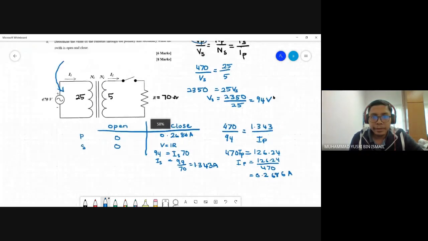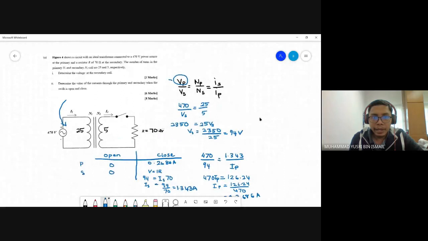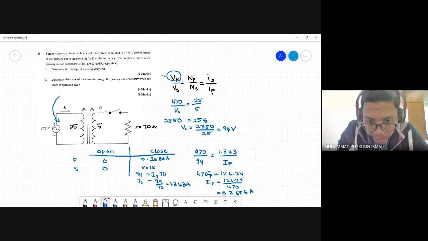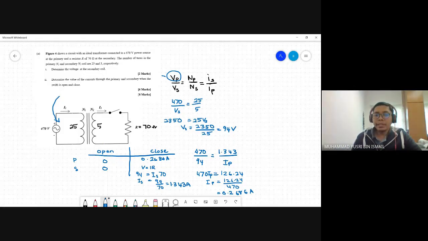Now I hope that you can understand. Based on this calculation, I hope you can further understand the principle of the transformer. Now I proceed to the lecture.